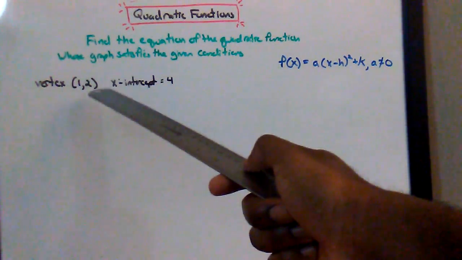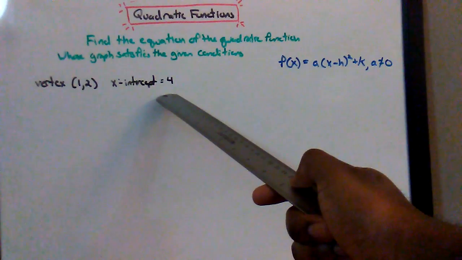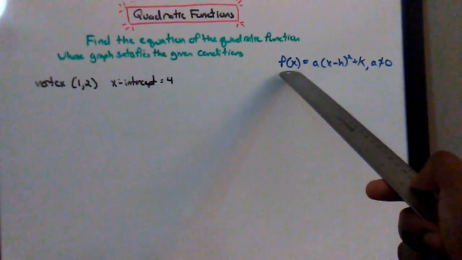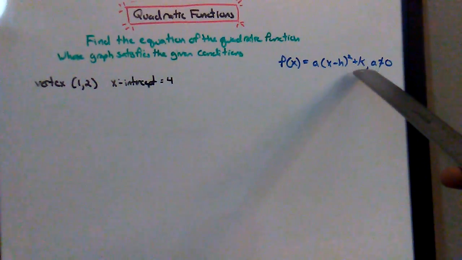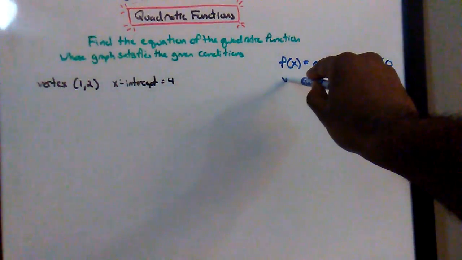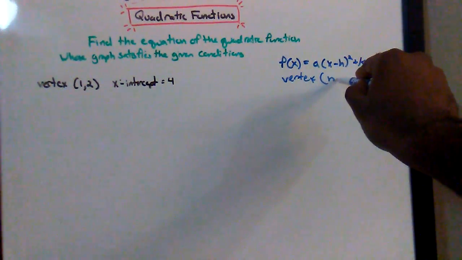So they tell us we need to find a quadratic function whose vertex is (1, 2), and whose x-intercept is 4. And what we're going to do is use this right here. The basic outline of a quadratic function is f of x equals a(x minus h) squared plus k, where a does not equal 0. Okay, so we know our vertex, and I didn't put it up here. I'll put it up here now. The vertex is usually in the form of (h, k).